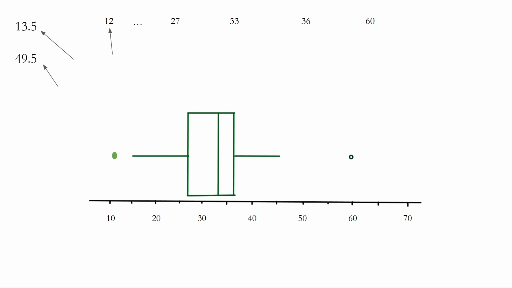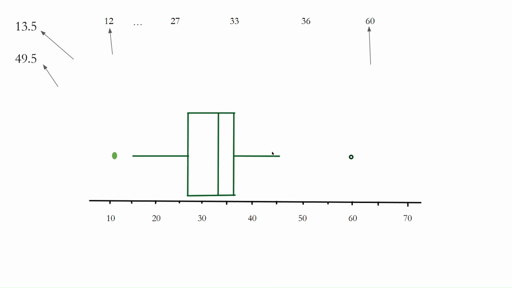So 12 in this case is smaller than 13.5, so it's an outlier. So you put a dot instead of going all the way to 12. And 60 over here is bigger than 49.5. So instead of going all the way to 60, you put a dot here.